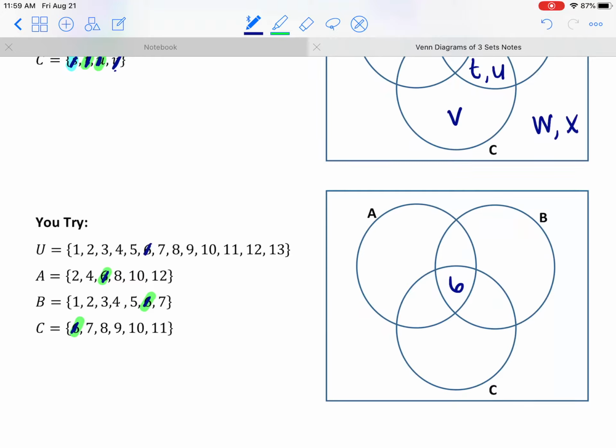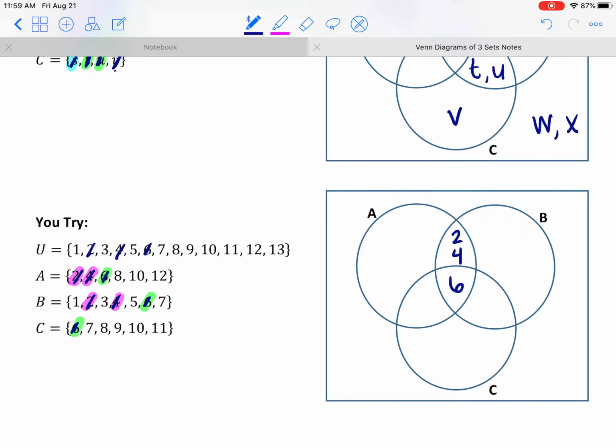Now let's look for anything in common to A and B. Let's see, A and B share 2, and they share 4, and that would be all. So in A and B only, we're going to put 2 and 4. And now let's cross 2 and 4 off of all of our lists.